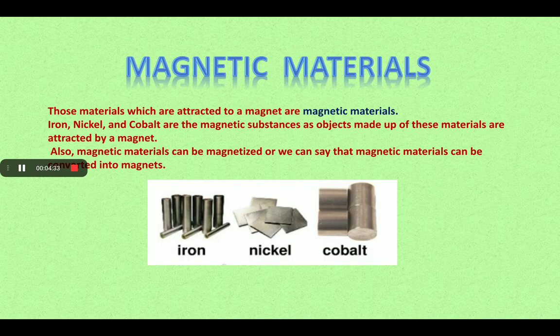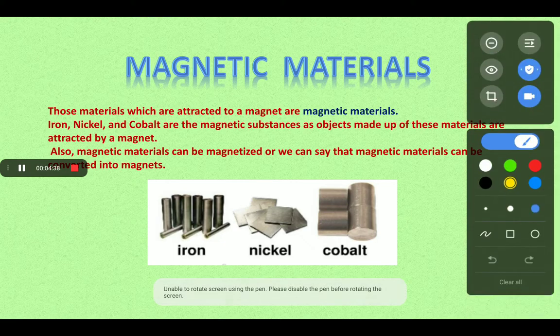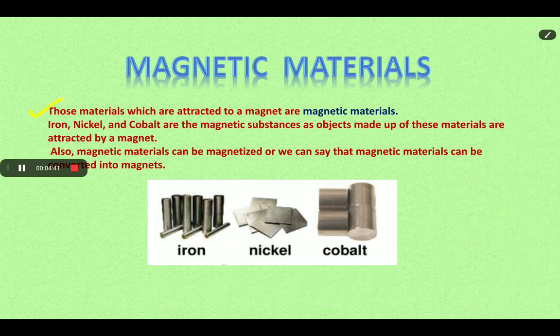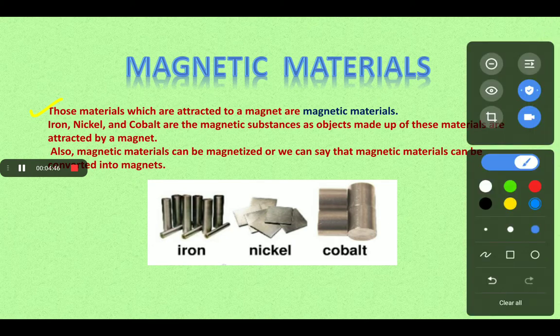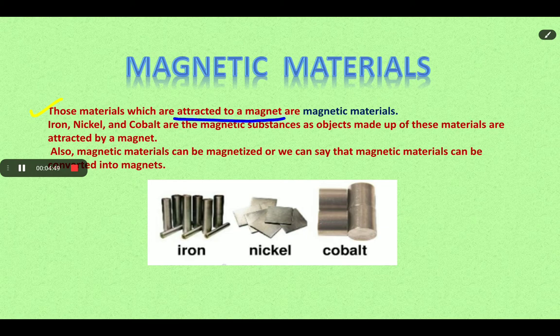Now, here the magnetic materials. So, what is magnetic material? Those materials which are attracted to a magnet are called magnetic material. But what are the things that are attracted to a magnet? You know that the ferromagnetic materials or ferromagnetic substance like iron, nickel and cobalt are attracted to the magnet. So these are called magnetic materials.